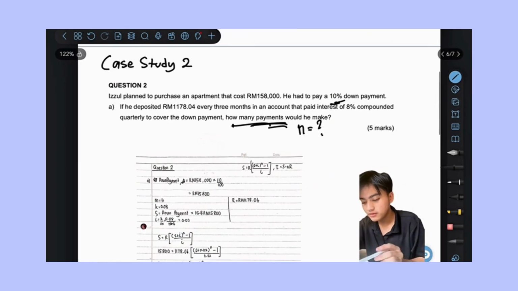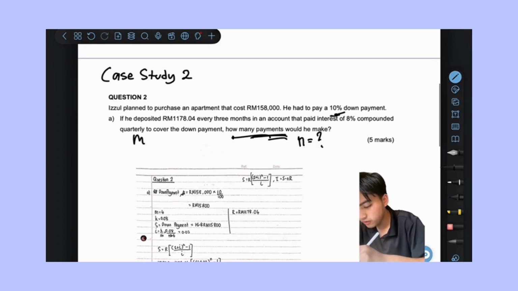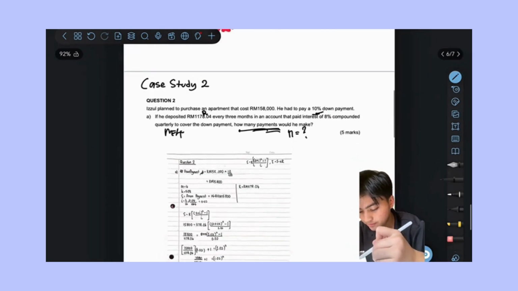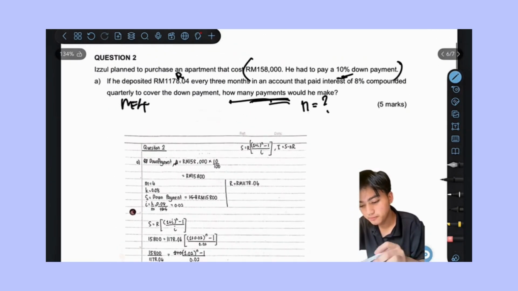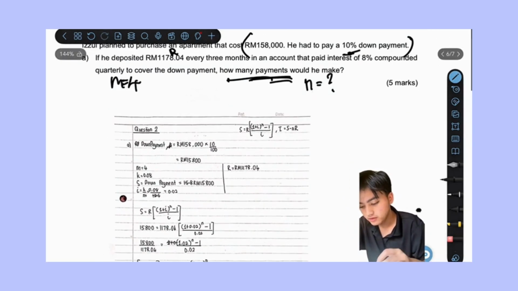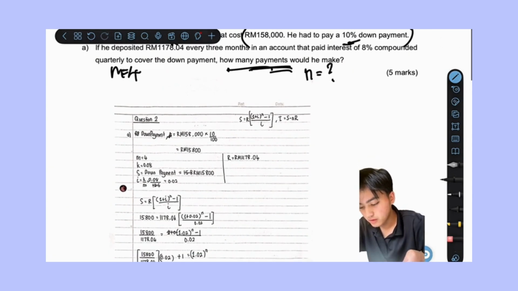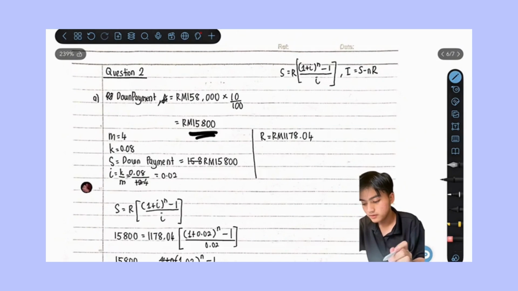So by the question, we know that it is compounded quarterly, so M equals 4. And RM 1,178.04 is considered as R. So we need to list the information given. The down payment is 10% of RM 158,000. So we calculate the down payment equals RM 158,000 times 10%. So we will get 15,800. So this is the down payment.